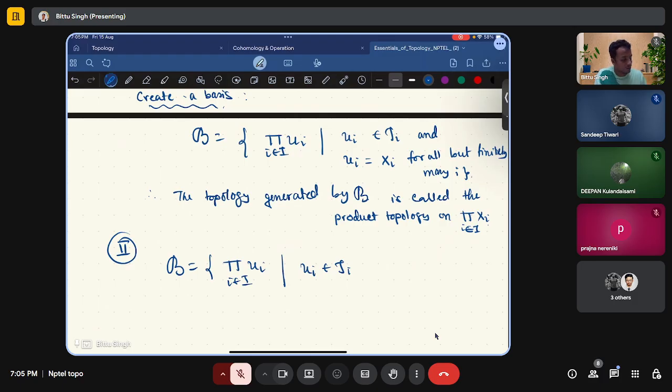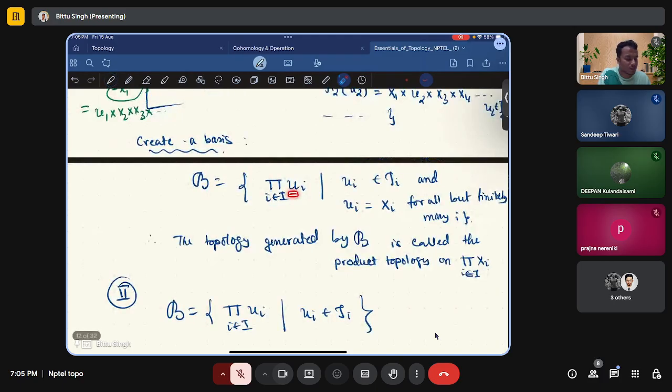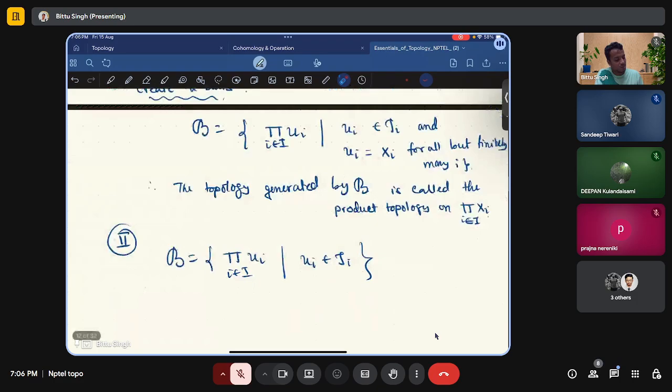Now we are not restricting anything. So there is no other condition. That is, the condition that except for some finitely many ui's, all are Xi, is removed. Those are independent open sets, some kind of u1, u2, like this. There is no restriction that all those other things will be the whole space. So this forms a basis.